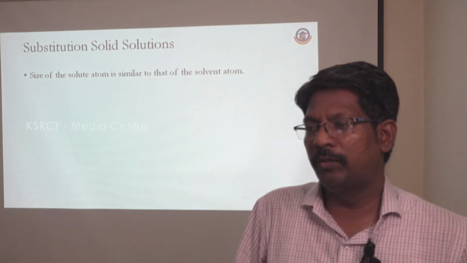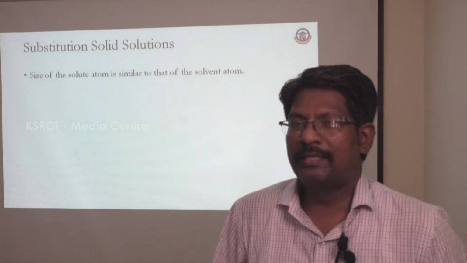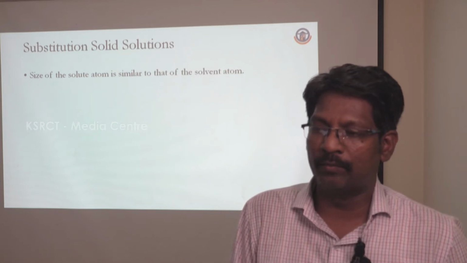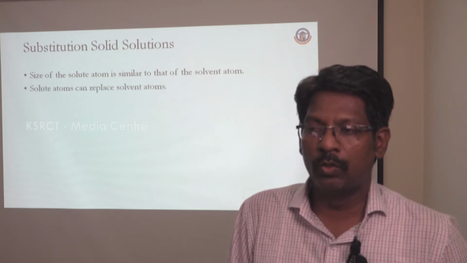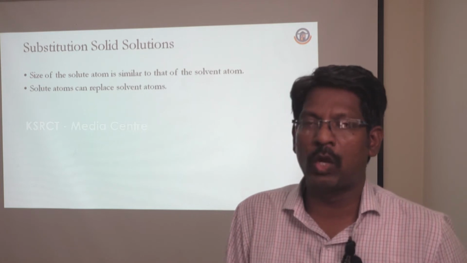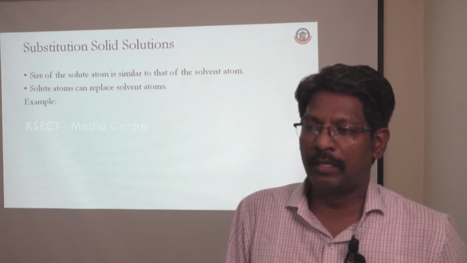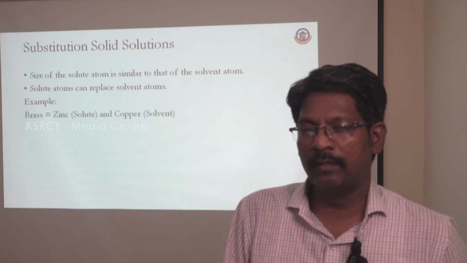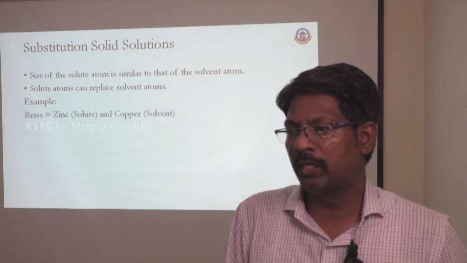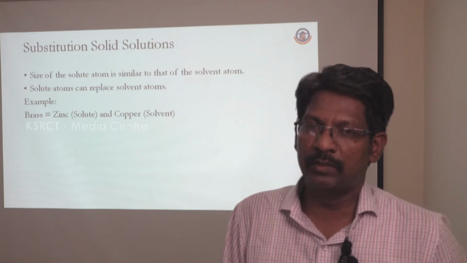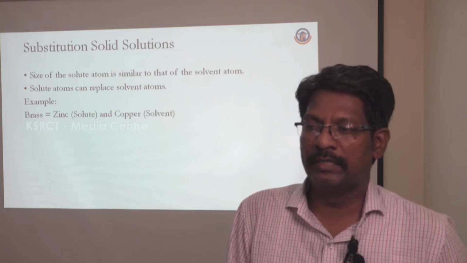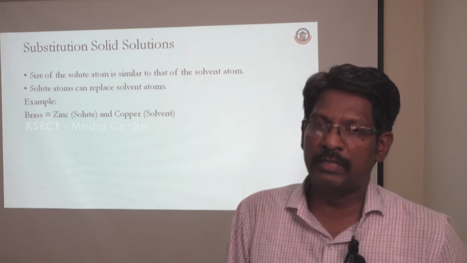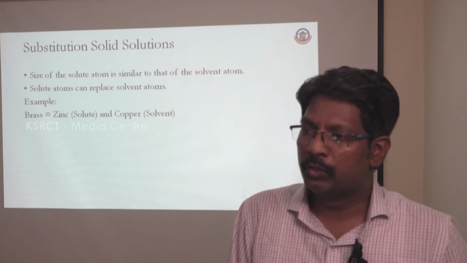So first, substitutional solid solutions. The size of the solute atom is similar to that of the solvent atom, and solute atoms can replace solvent atoms. So these are the two points. The best example of a substitutional solid solution is brass, in which zinc and copper are the two components, copper is the solvent and zinc is the solute.